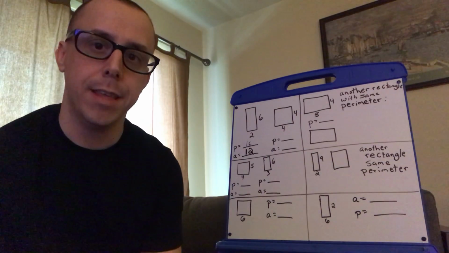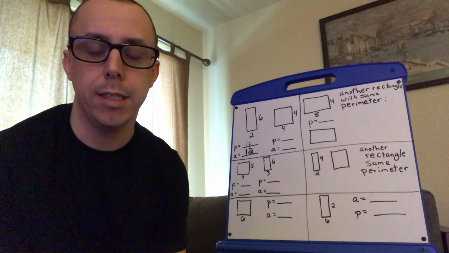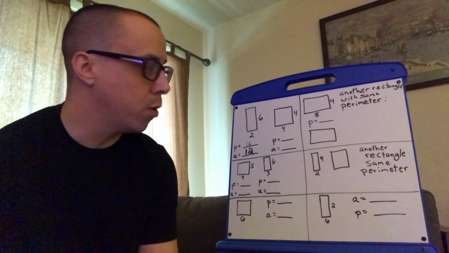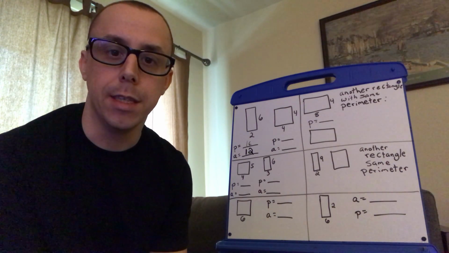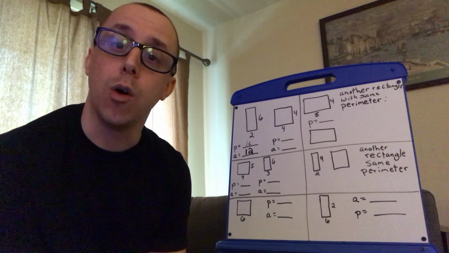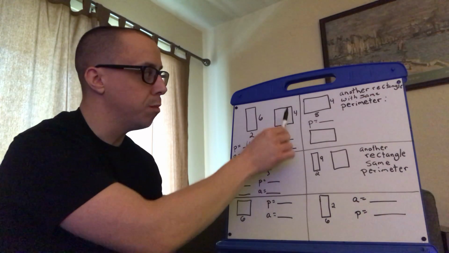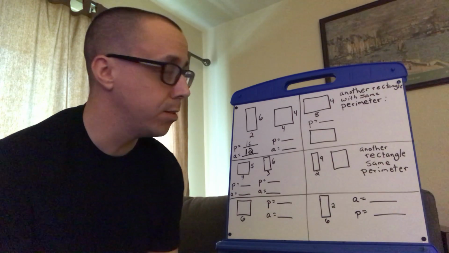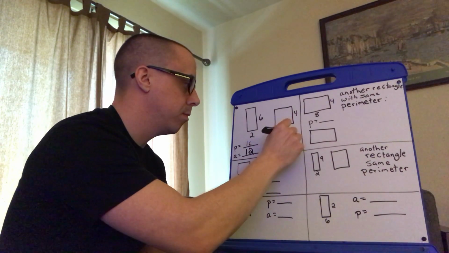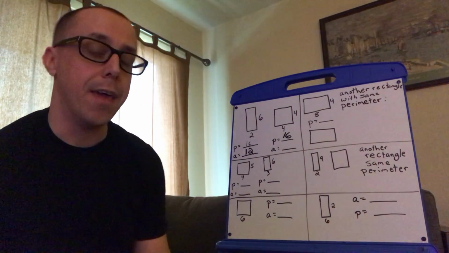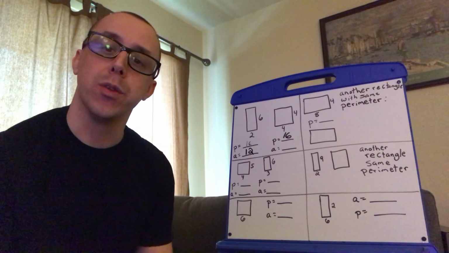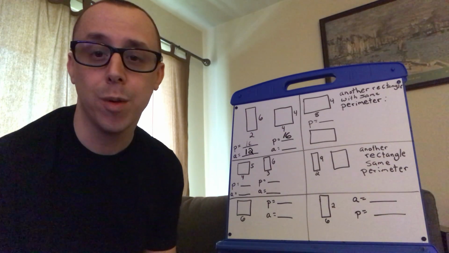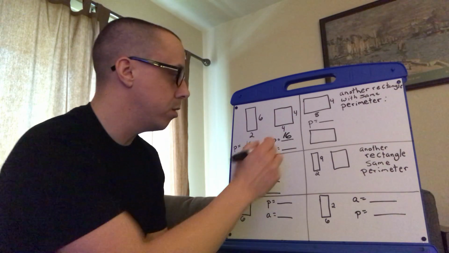Now let's take a look at this rectangle, which is in fact a square. Okay, we're going to find the perimeter of this square by adding the length of all four sides. So we have 4 plus 4 plus 4 plus 4. Again, perimeter is 16. Now to find the area of that shape, we're going to multiply 4 times 4, and we're going to get 16 square units.